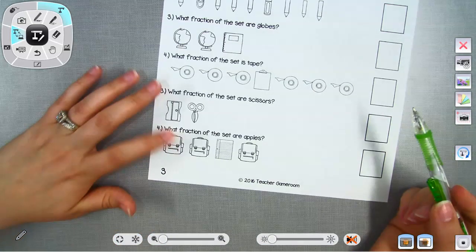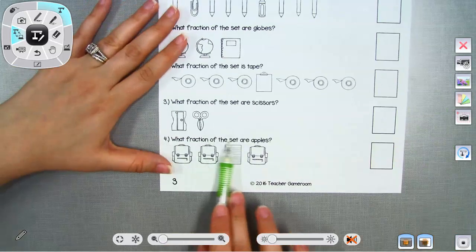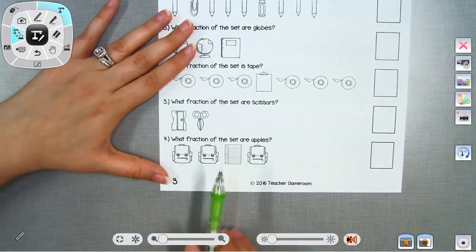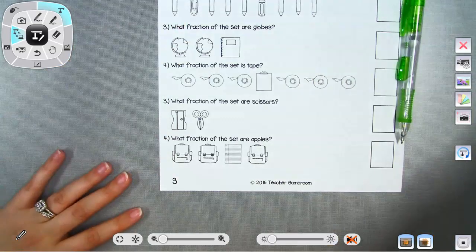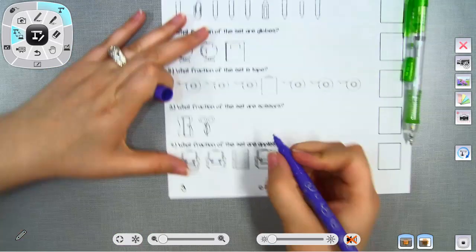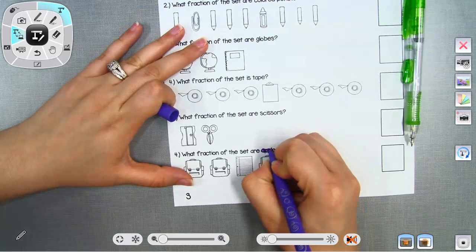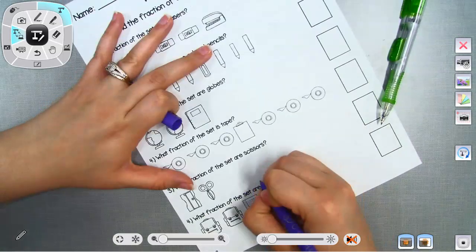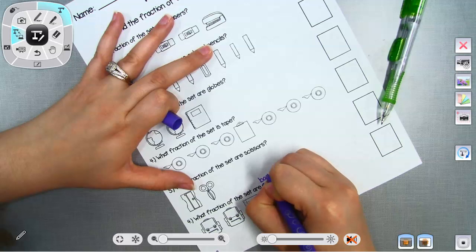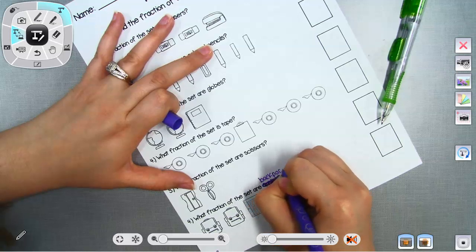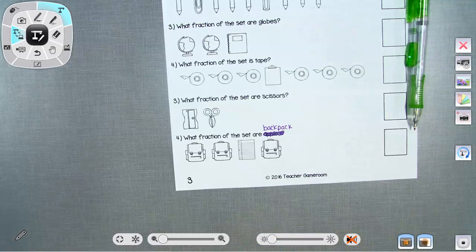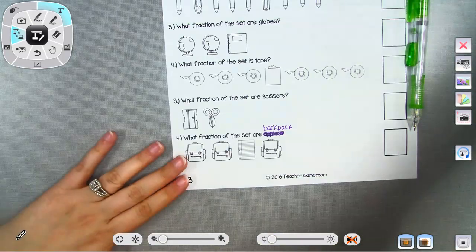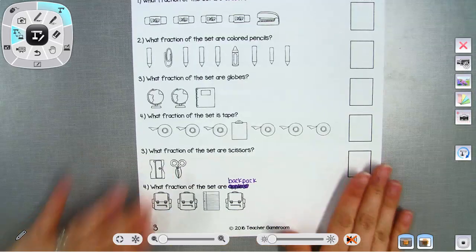On number 4 on the back, it says what fraction of the set are apples. If you notice, there are not any apples. So I want you to mark that out. And I want you to change it to backpacks. What fraction of the set are backpacks? Okay. So make sure you do the front and the back and you turn it in.